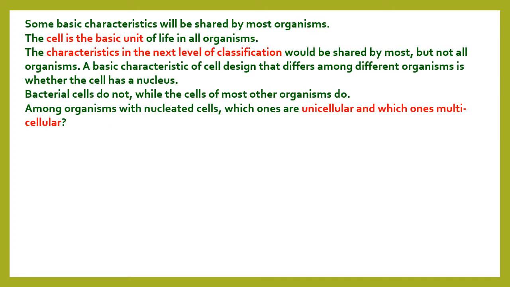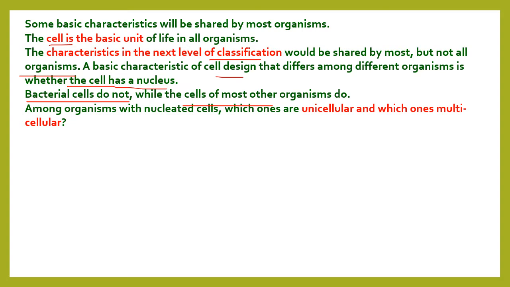Some basic characteristics will help to put the organisms into groups, and these characteristics will be shared by most organisms of that group. For example, the cell is the basic unit of life in all organisms. The characteristics in the next level of classification would be shared by most, but not by all the organisms. A basic characteristic of cell design that differs among organisms is whether the cell has a nucleus or not. Bacterial cells do not have a nucleus, while the cells of most other organisms do. So that is also a criterion of classification.